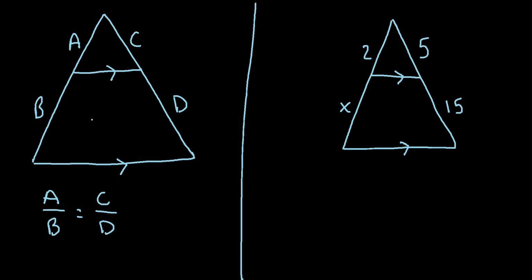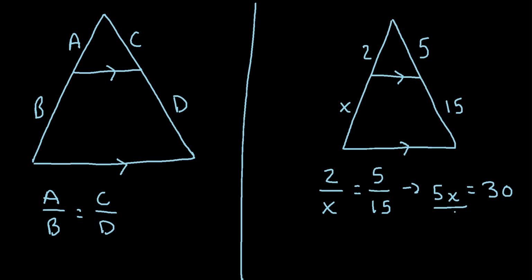Well, again, according to the triangle proportionality theorem, if we have this line right here that is parallel to one of the sides, and it's touching the other two sides, then the following must be true. 2 over x must be equal to 5 over 15. So to solve for x, we can just cross multiply. So 5 times x is 5x. So we'll say 5x is equal to 2 times 15 is 30.